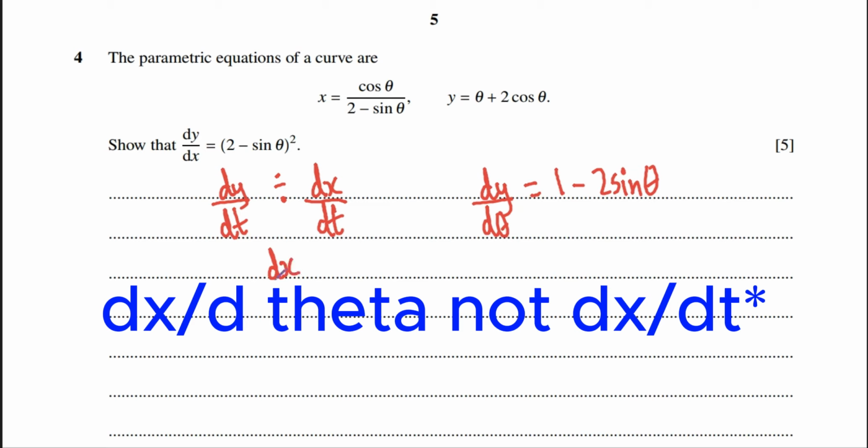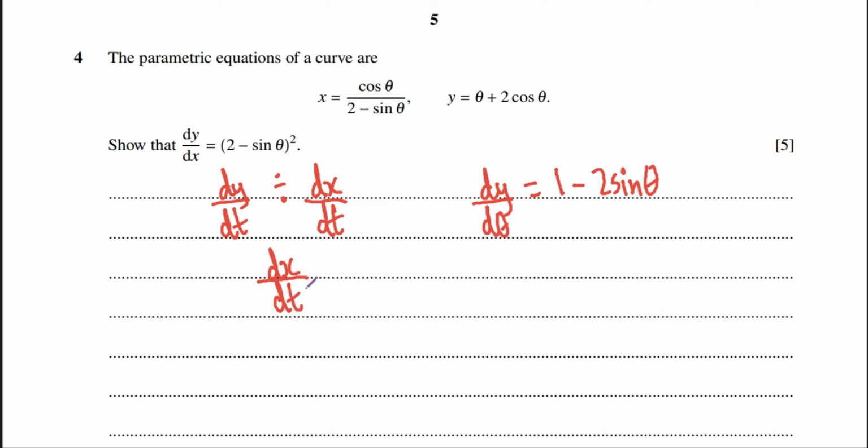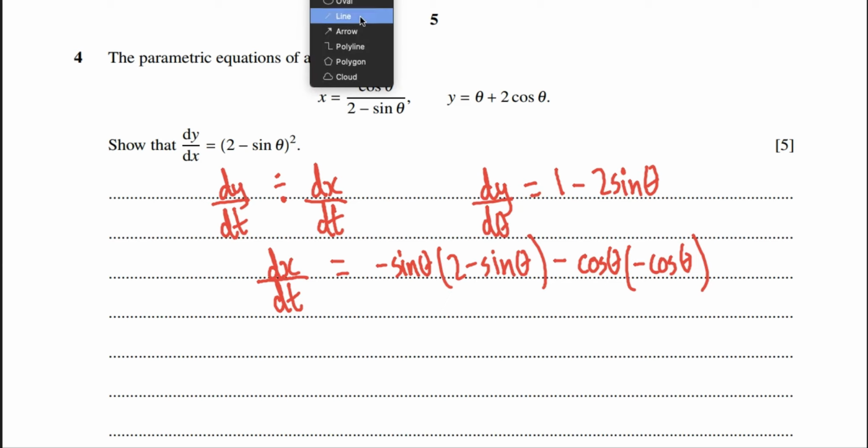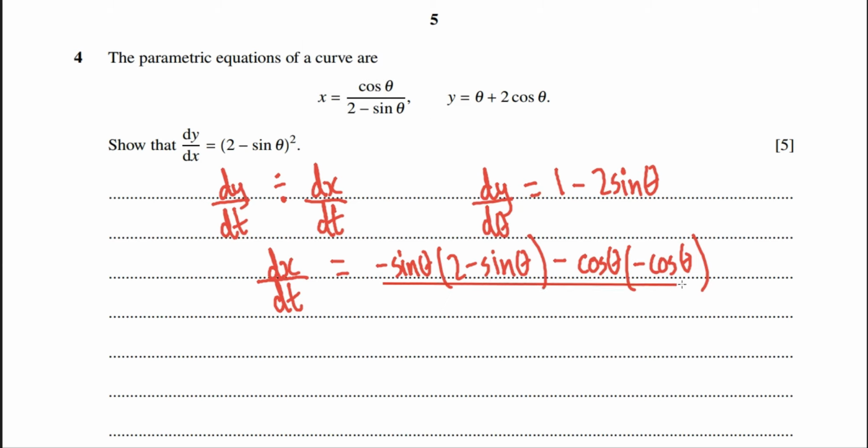That's a bit more complicated. And here we'll have to use the quotient rule, if you remember from last time. So we take the derivative of this, which is negative sine theta, multiply it by 2 minus sine theta, and then from there we subtract the numerator, which is cosine theta, multiplied by the derivative of the denominator, which is negative cosine theta. And then of course all of this is divided by the denominator squared, which is (2 minus sine theta) all squared.